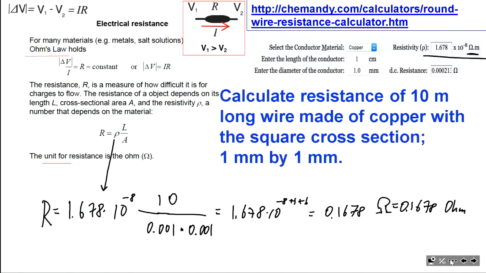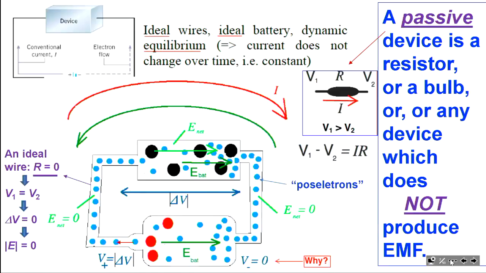So a 10-meter long wire, usually used to actually make a coil, and we can see that because copper is a very conductive material, the resistance is very low. That's why people use copper. Plus it's cheap to manufacture.